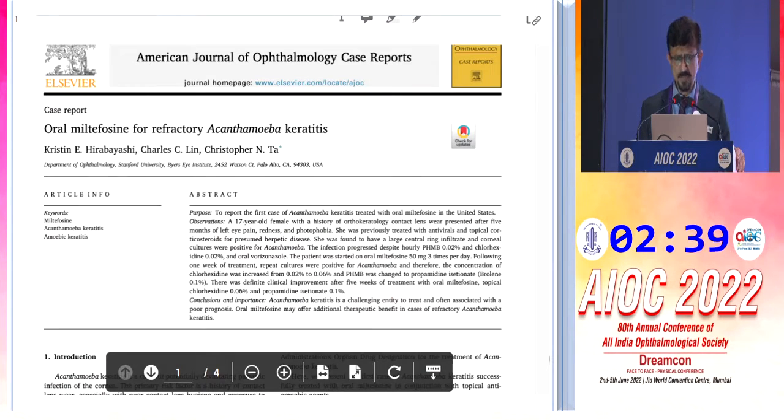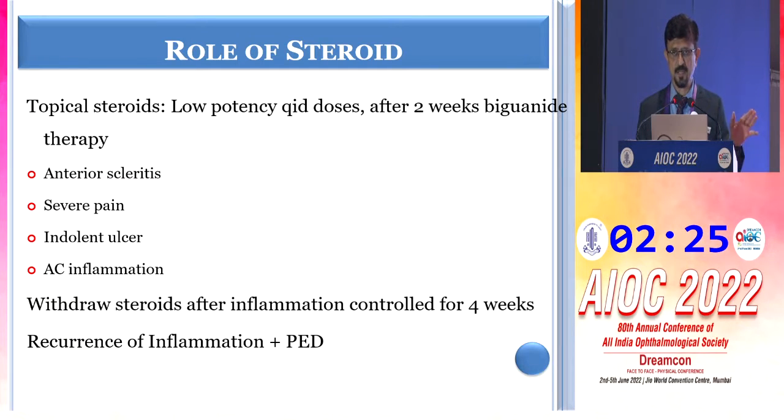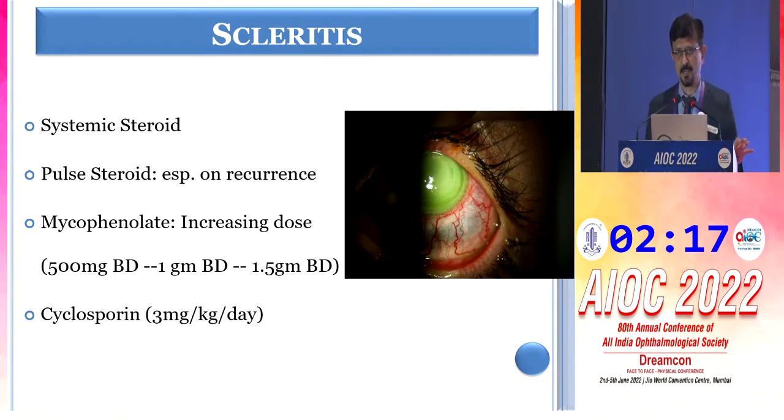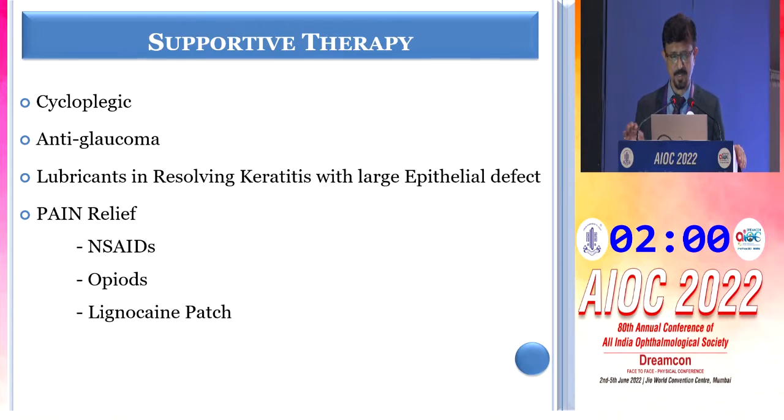Maybe with time, this study that has been published in the American Journal of Ophthalmology, oral miltefosine for refractory Acanthamoeba keratitis, wherein miltefosine was given 50 milligrams 3 times a day, but this is just one case, and we have to know more about it. As far as steroid is concerned, it is not routinely given, but if there is scleritis, in that case we can give steroid under cover of biguanides. And sometimes the scleritis doesn't respond, so you have to give long-term mycophenolate, which can be started at 500 milligrams twice a day, increased to 1.5 grams with time, and then later on you can stop it.